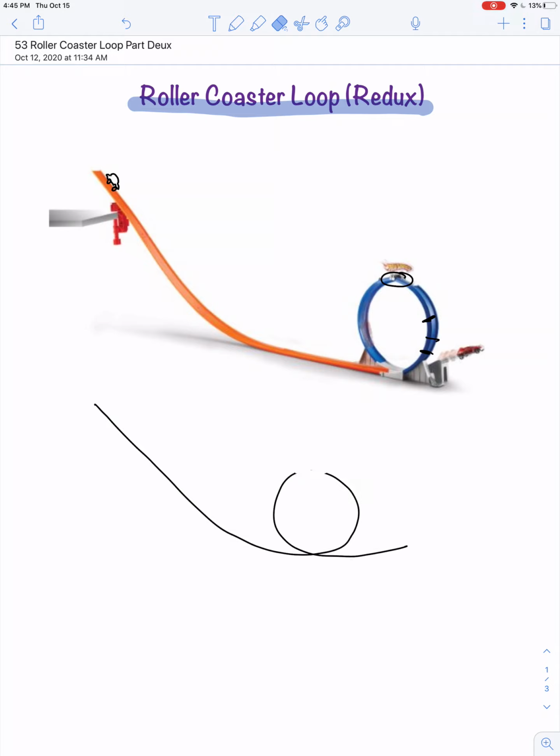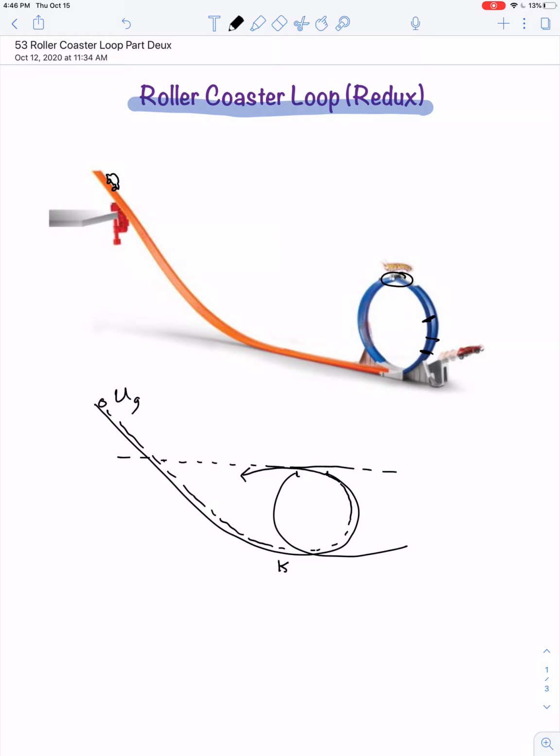Okay, now this presents a threat, right? If the car is released from really high, it's going to have a lot of gravitational potential energy, which means by the time it converts it all into kinetic energy, it's going to be moving very fast. And if it goes too fast, it'll have a lot of tangential velocity and end up flying out of the loop.